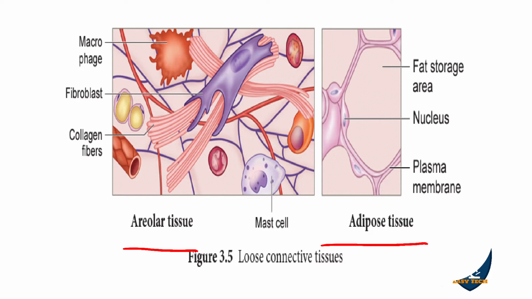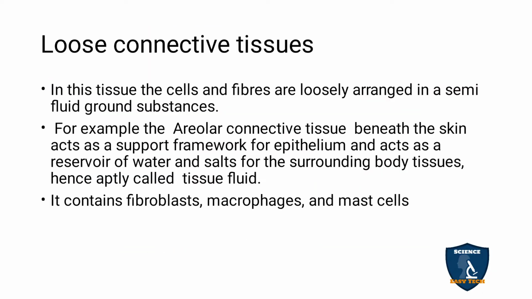That is areolar tissue, where you can see the macrophages, fibroblasts and mast cells and collagen fibers. Here the areolar tissue is acting as a reservoir for water and salts, supplying them to the surrounding tissues. It is also called tissue fluid, because it is a reservoir where the water and salts are given to the surroundings.